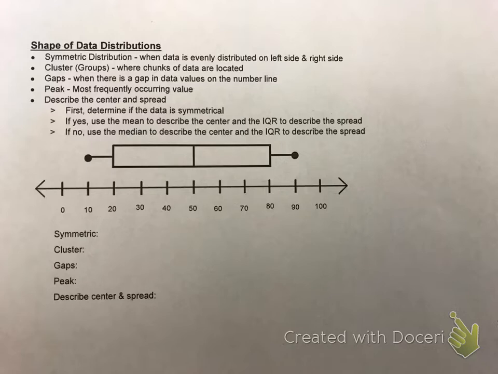So the first thing that we need to understand is the idea of symmetry. If a shape is symmetrical, that's going to tell us a little bit about the data. If it's not symmetrical, that's going to tell us some other things about the data. Okay? After we find out whether or not it is symmetrical, we need to identify any clusters, identify any gaps, identify a peak, and then describe the center and the spread.